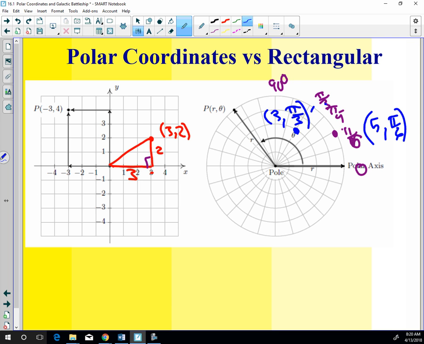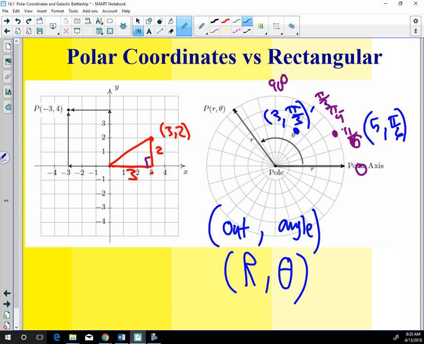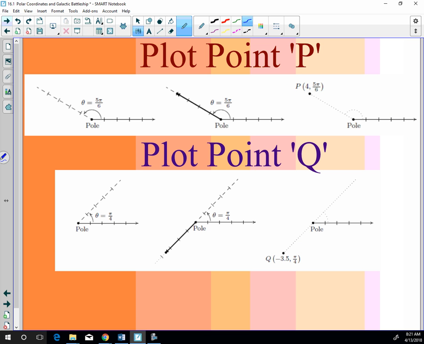Now, it gets a little bit more complicated, but it's simply the number of circles going out and the angle. And the formula is r comma theta: the number of circles going out, and the angle with the 0. All right? Now, that's the easy part. The hard part is you can label these points different ways. You can label them 4 different ways. And we'll talk about that right now.